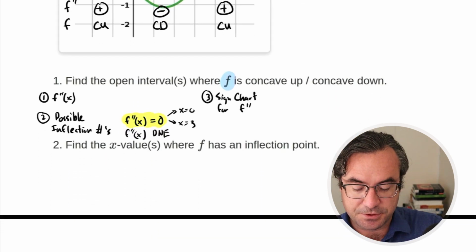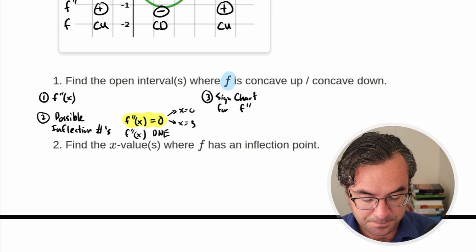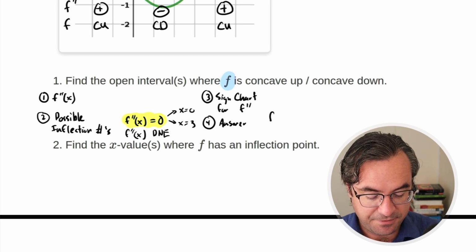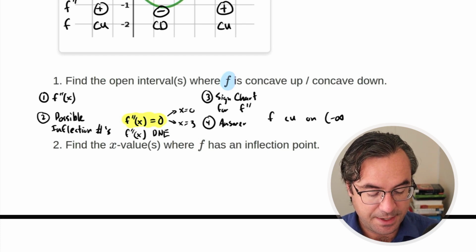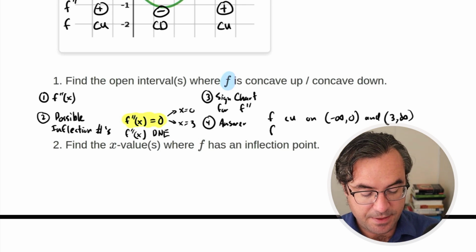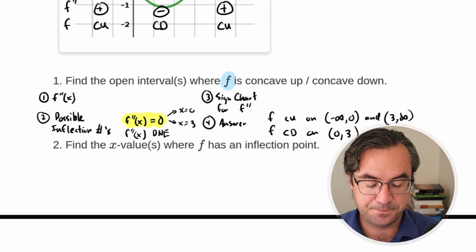So let's write those out. f is concave up on the interval minus infinity to 0 and 3 to infinity, and f is concave down on that middle interval.